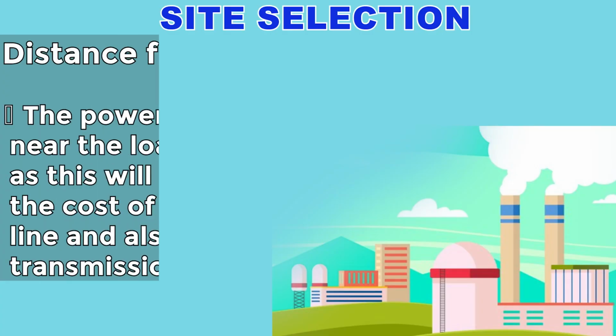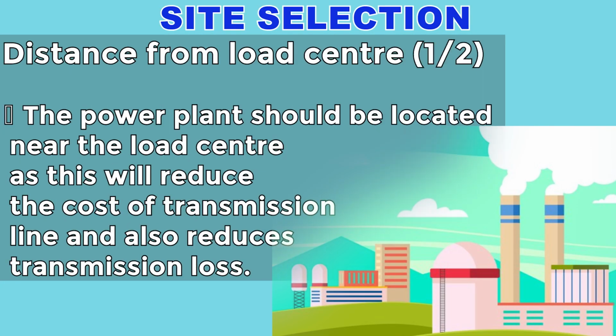The next factor is distance from load center. The power plant should be located near the load center, as this will reduce the cost of transmission lines and also reduce transmission losses. Hence, practically a power plant should always be located near the load center, but we cannot place a nuclear power plant closest to the load center.